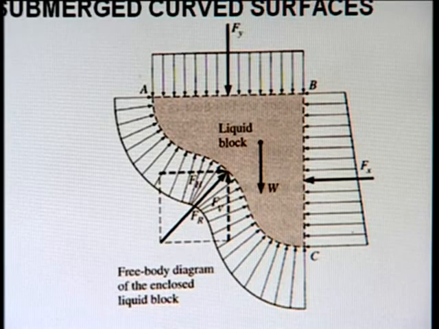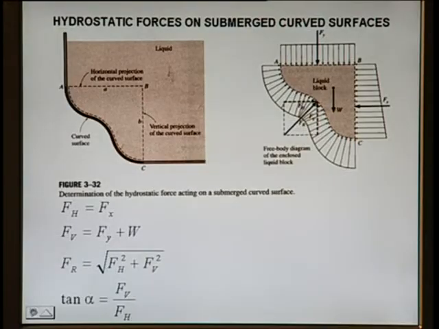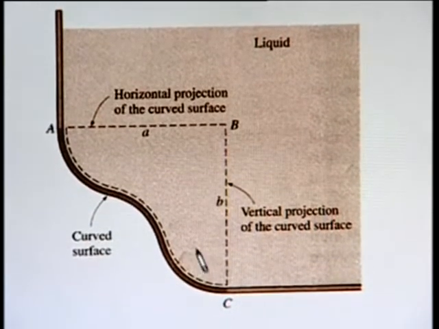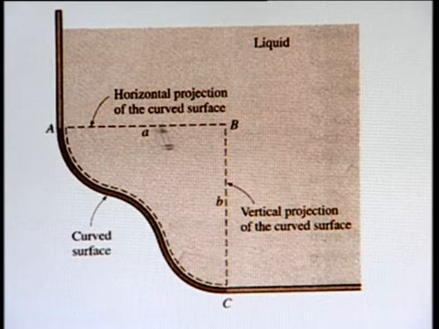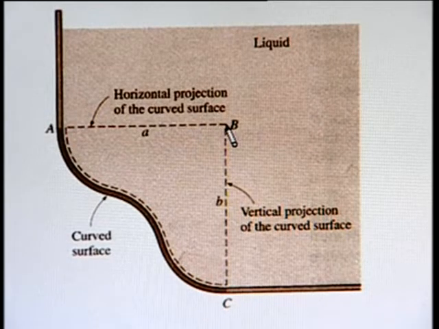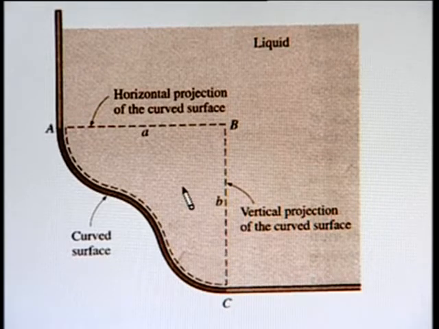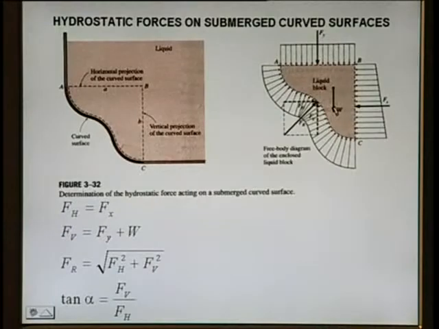To calculate the force exerted by the fluid on a curved surface, just look at this figure. In this figure we have a liquid and this is the solid contact. Here we take a free body diagram of the liquid ABCA, represented by these dashed lines. In this figure, this one is the horizontal projected area and this one is the perpendicular projection of the area.